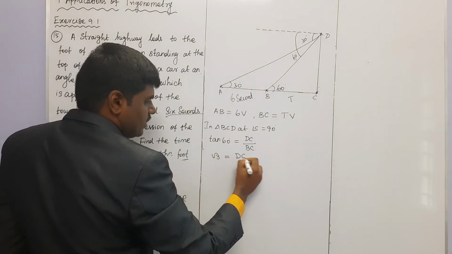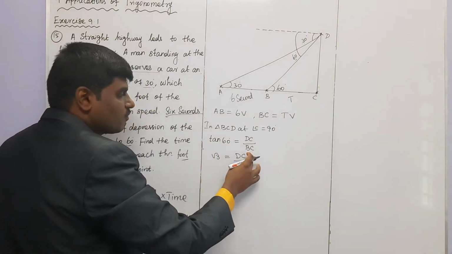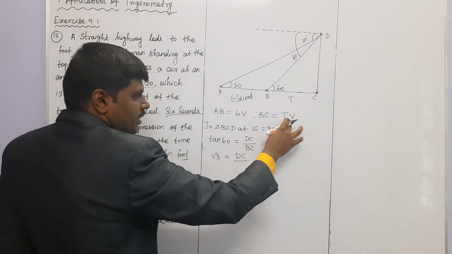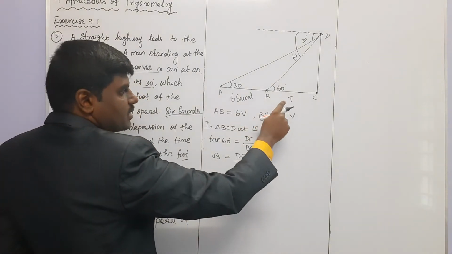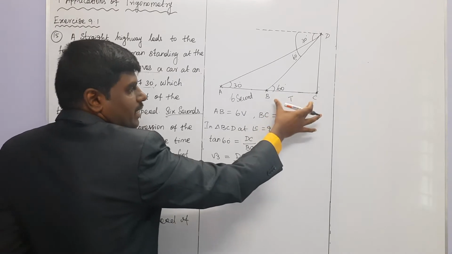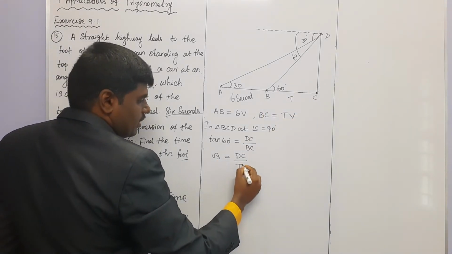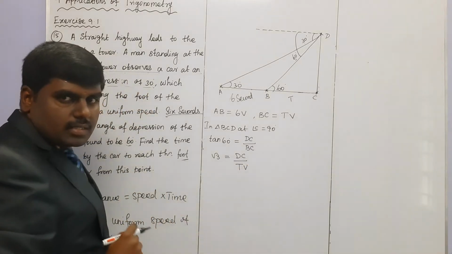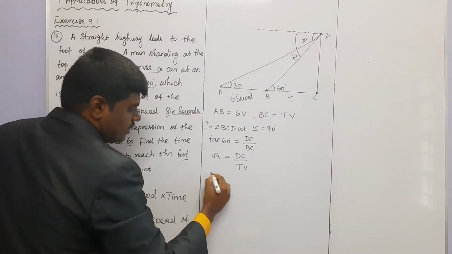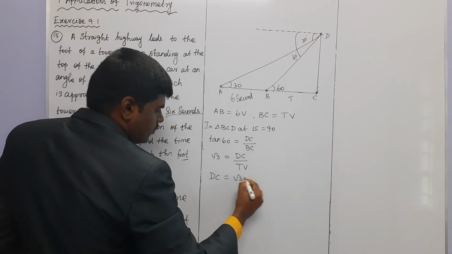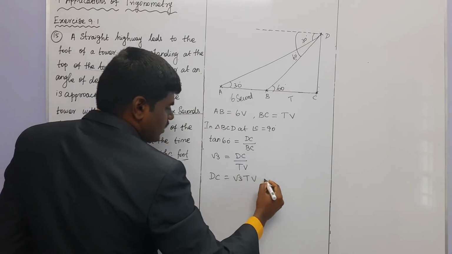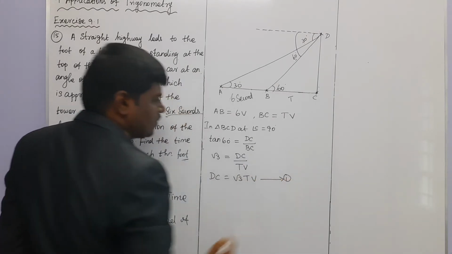Root 3 is equal to DC by BC. Okay, BC is equal to TV. Don't take only T, because T is a time. So I need the distance, using T and V. So the distance DC is equal to root 3 TV. You can assume that is equation 1.